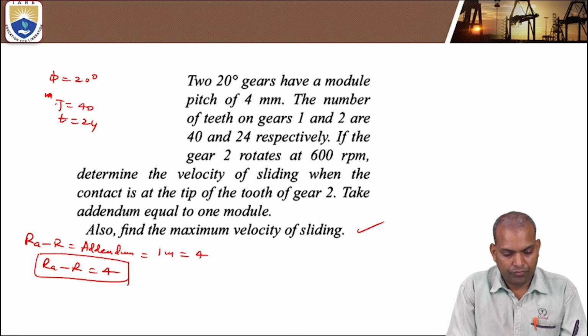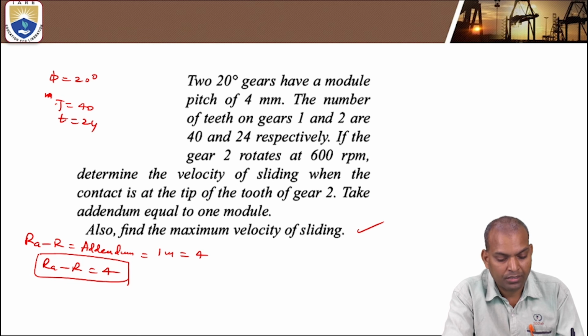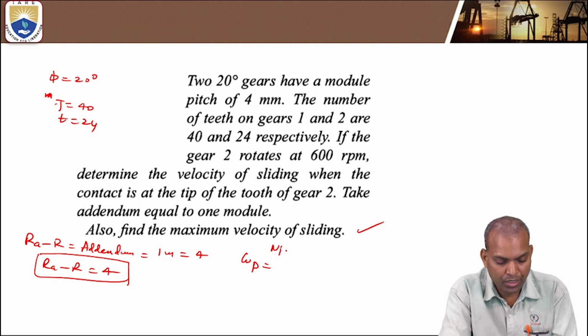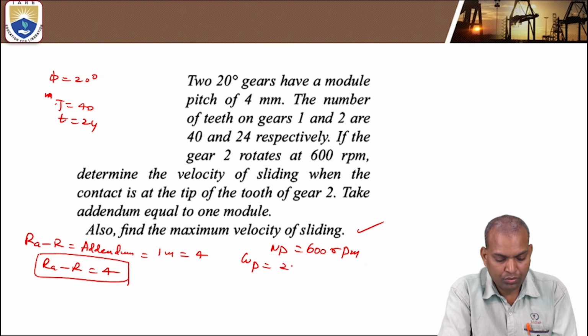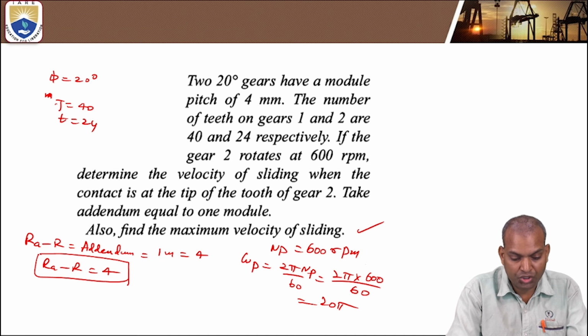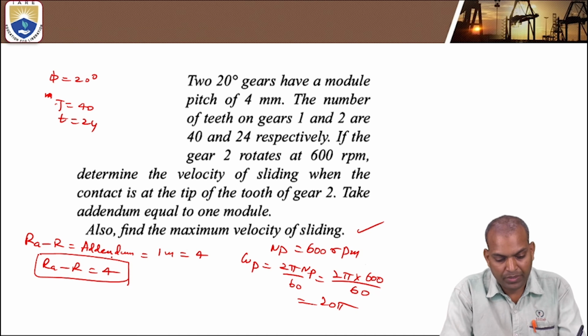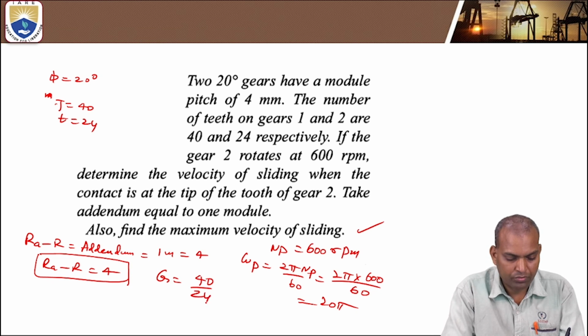Okay, and one more thing. Also, if gear 2 rotates, gear 2 means pinion, that rotates at omega p. Np is given, Np equal to 600 rpm. Then omega p equal to 2 pi Np by 60, that is 2 pi times 600 by 60, that is 20 pi. Now we know omega p. What about omega g? How to calculate? From the gear ratio, G equal to 40 by 24.